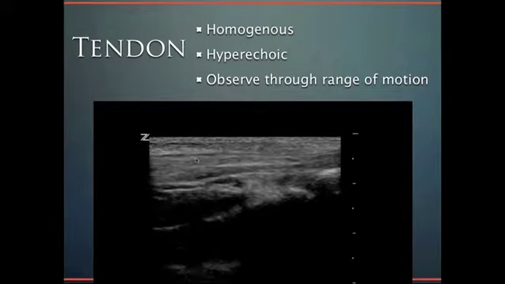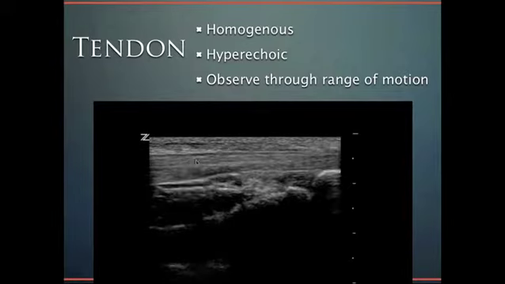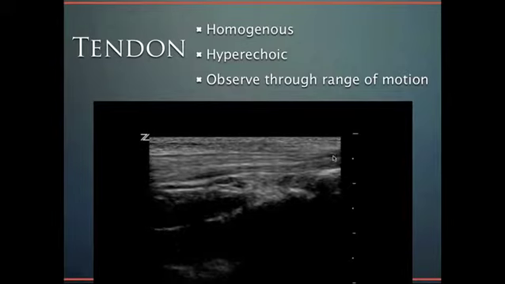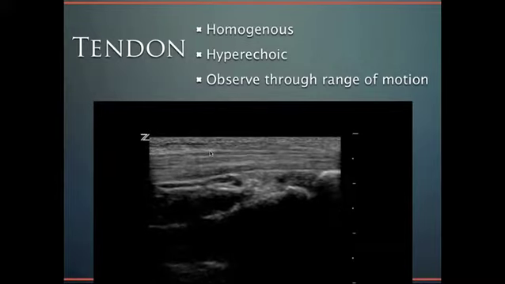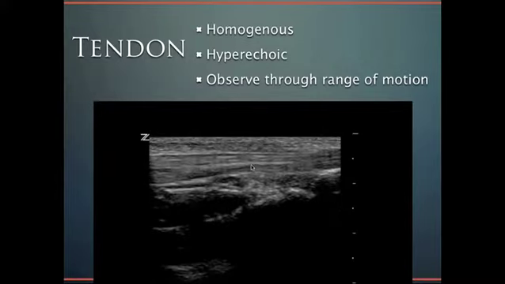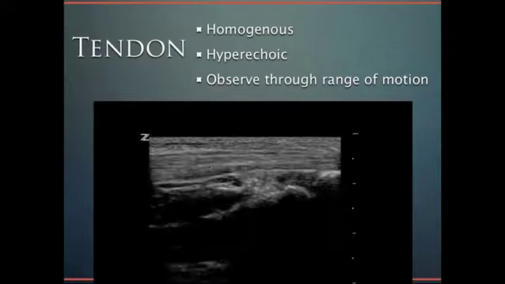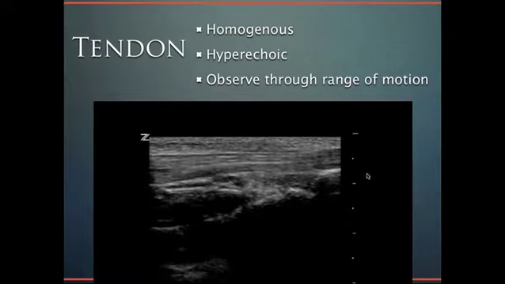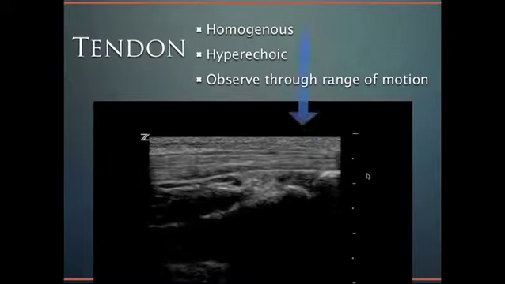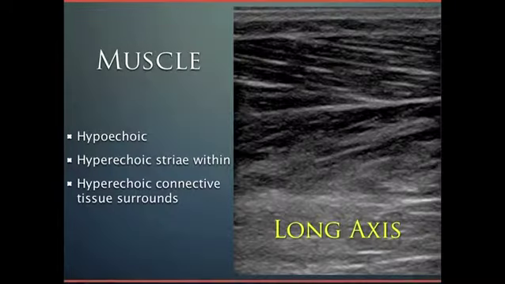Here's one in its range of motion. As the joint is ranged, we can see this tendon, very homogeneous, very hyperechoic as it's ranged along its tissue plane. Now, muscle is hypoechoic, and we can see within the muscle itself hyperechoic striae, as we can see here, in the long axis of the muscle.